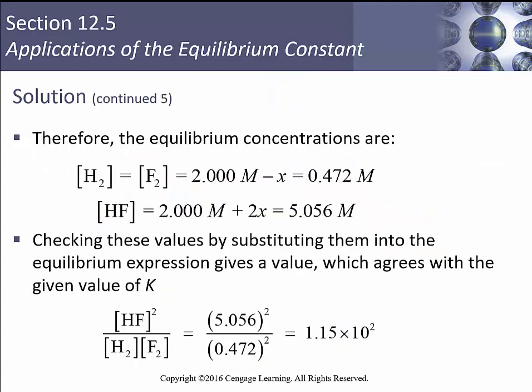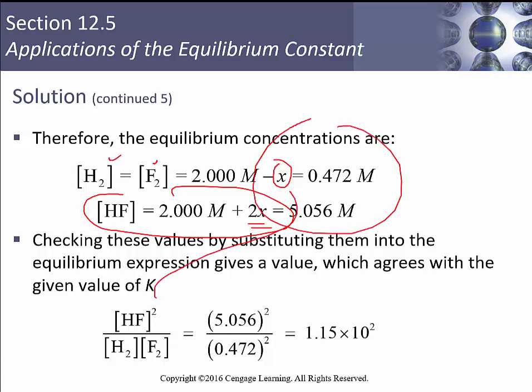Therefore, our equilibrium concentrations for our hydrogen and our fluorine are going to be 2 molar minus x, or 0.472 molar, and our HF concentration is going to go up by 2x. This is going to be 2 plus 2 times 1.528, and we end with 5.56 molar. Checking these values by substituting them into the equilibrium expression gives a value which agrees with the given value of K. So we take these values, put them back into our equilibrium expression, and we should be able to get K back out. That's a nice little double check.